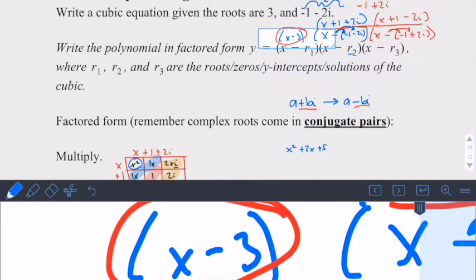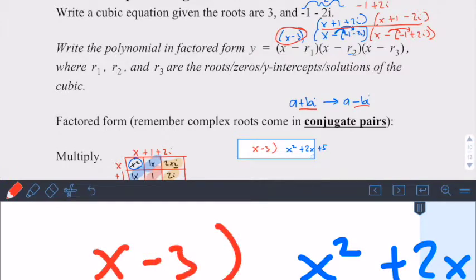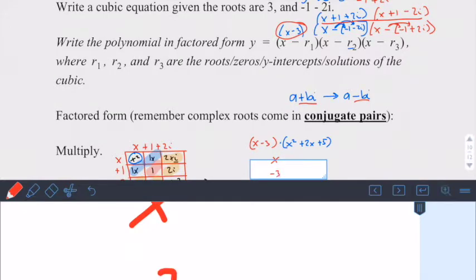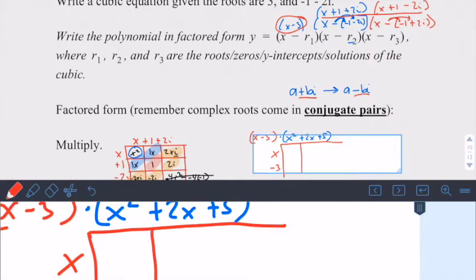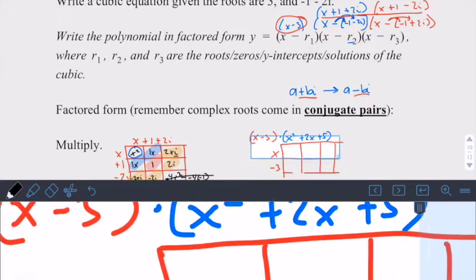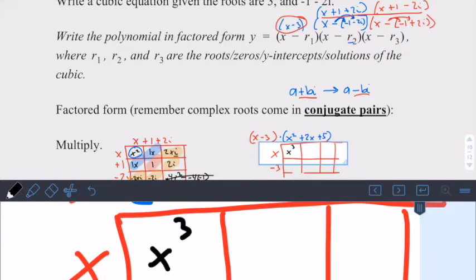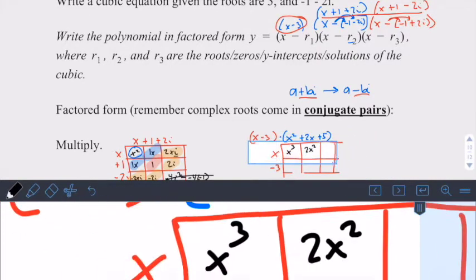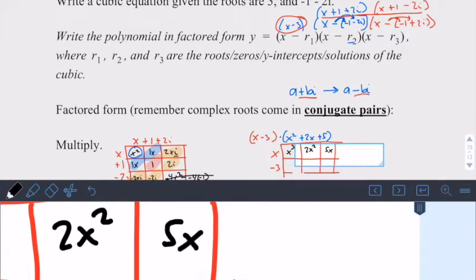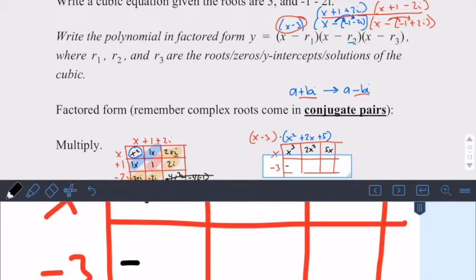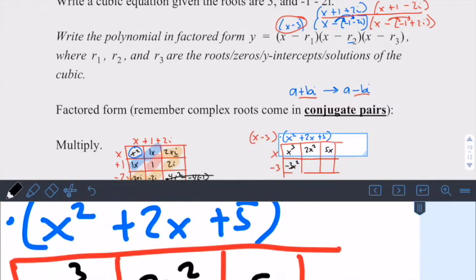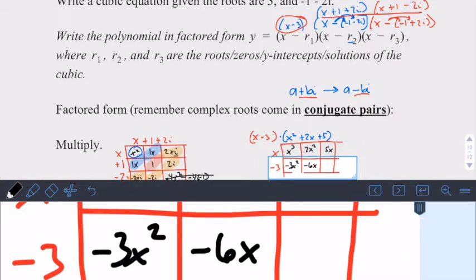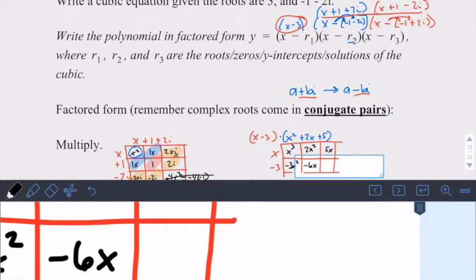And then now we need to multiply by x minus 3. Well, x times x squared is x cubed. x times 2x is 2x squared. 5 times x is 5x. x squared times -3 is -3x squared. 2x times -3 is -6x. And 5 times -3 is -15.